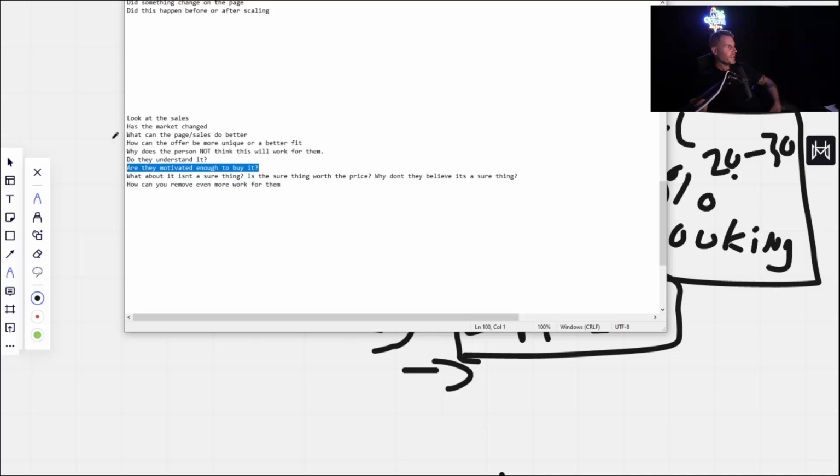It's imperative. Are people in pain when they're doing that? Why don't people think it's a sure thing? You know, for example, if I was super mad about my microphone and I didn't buy this microphone, why don't I think this microphone will improve my results? A lot of times customers just don't think your product will work for them.